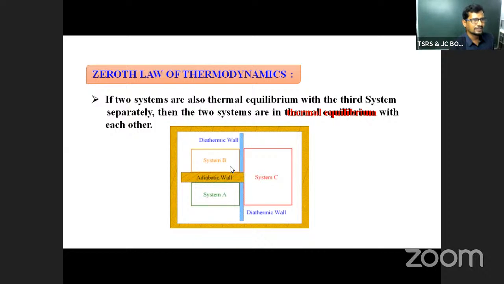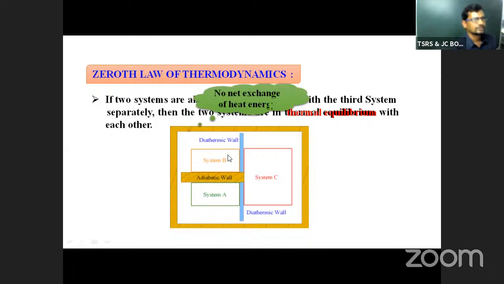So A and B are connected with a diathermic wall with C. This is the diathermic or isothermal wall, which transfers heat from one system to another system. Here A and B are separated by an adiabatic wall, which doesn't allow heat through it. Means no transfer of heat from system A to B. No net exchange of heat energy because A and B are separated by an adiabatic wall.